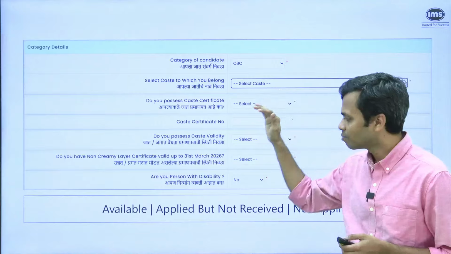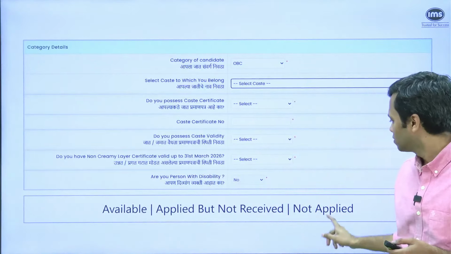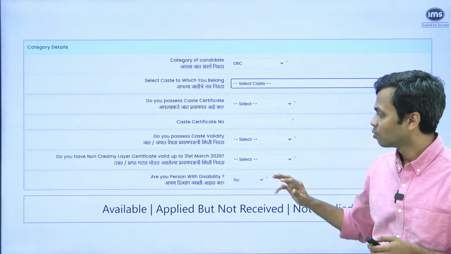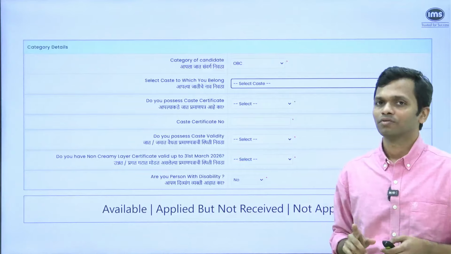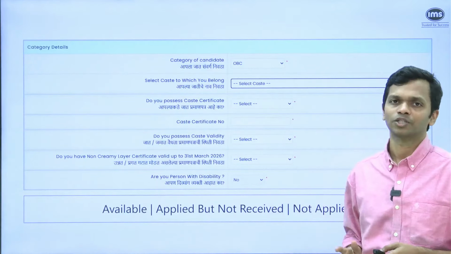Now here there are multiple options. The first option is available, then applied but not received, and not applied. Okay, so these are the three options that you have. Now you may have the certificate, in which case you say available. If you don't have the certificate, I strongly recommend that you start your application process right away.